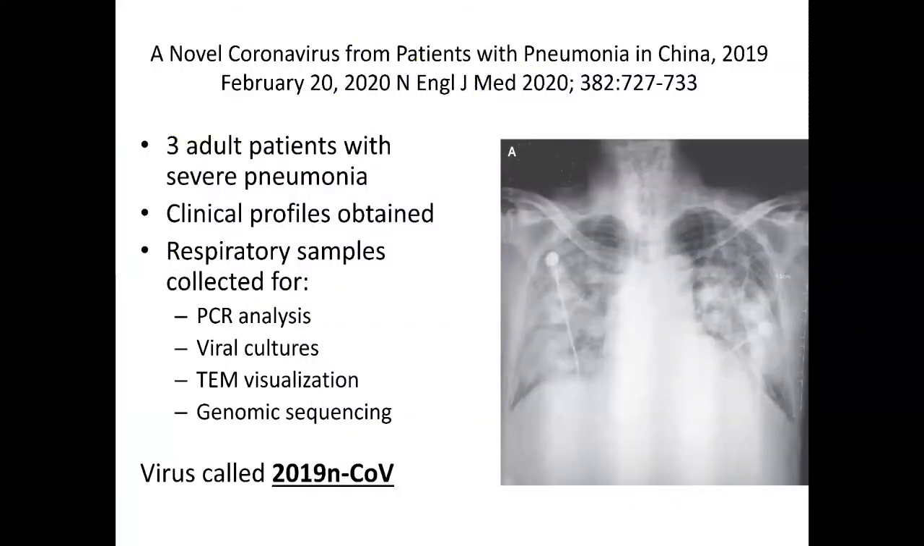So the initial patients were investigated, and in this report, which was in the New England Journal in February, 3 adult patients had clinical samples obtained along with several control patients, and the samples were collected for PCR analysis, viral culture, electron microscopy, and genomic sequencing. And the initial name they gave this virus was novel 2019 coronavirus.